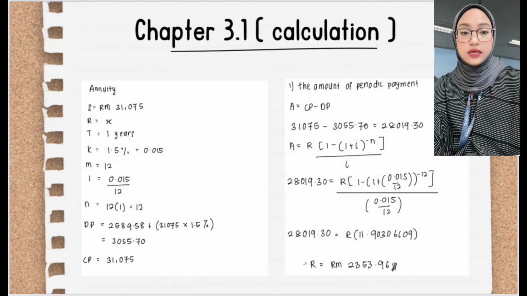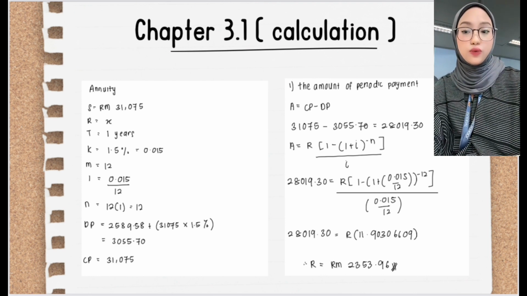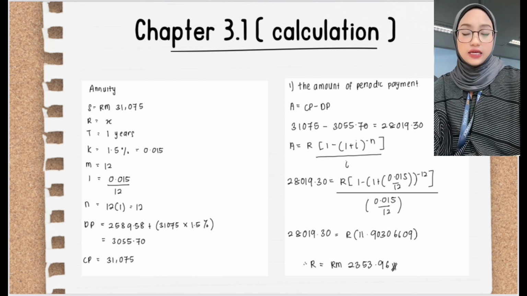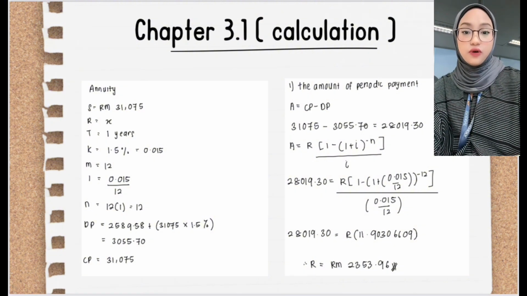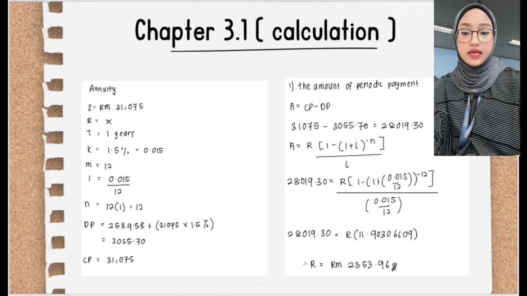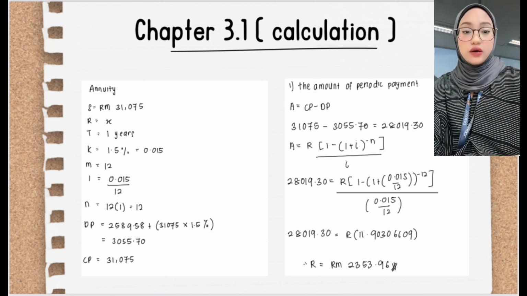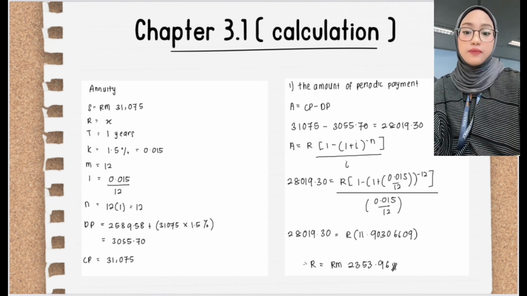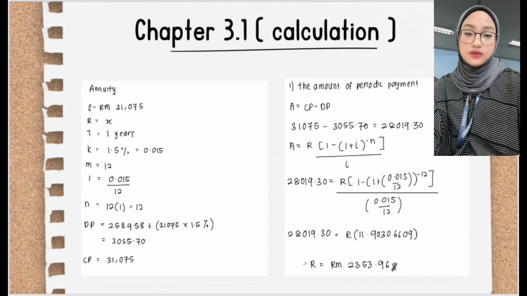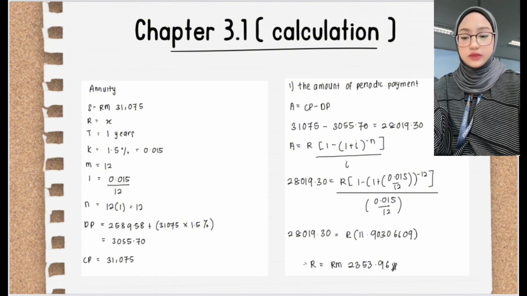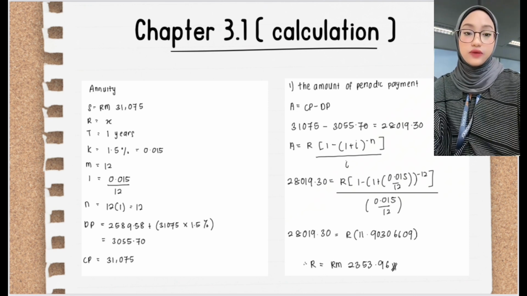R is unknown. T, the duration is 1 year. K is 1.5%, which is equal to 0.015. M is 12. I is equals to 0.015 over 12. N is 12. And the down payment is 2,589 ringgit 58 cents plus 31,075 ringgit multiplied by 1.5% and equals to 3,055 ringgit 70 cents, or I would say the down payment. And the cash price is 31,075 ringgit.